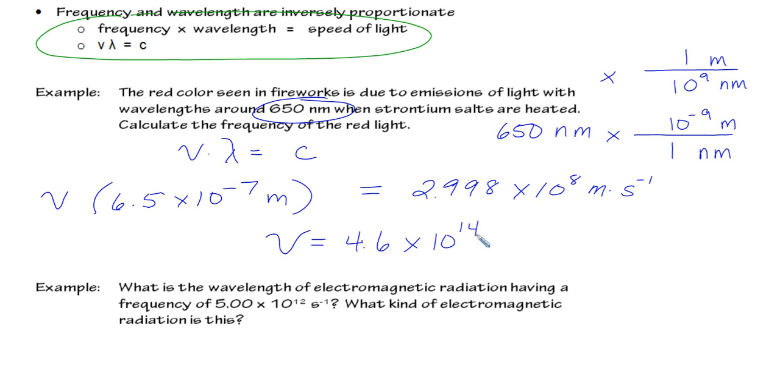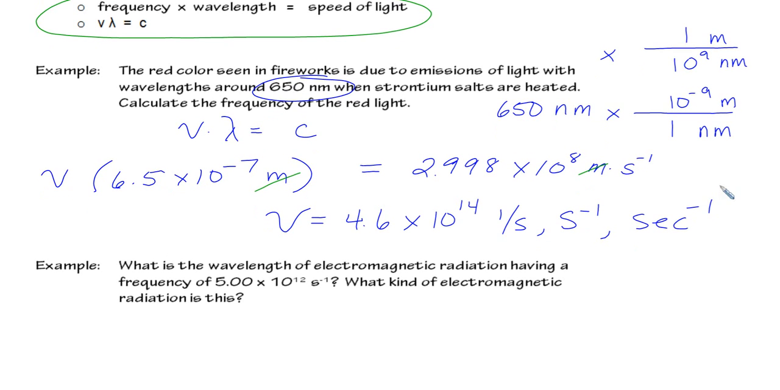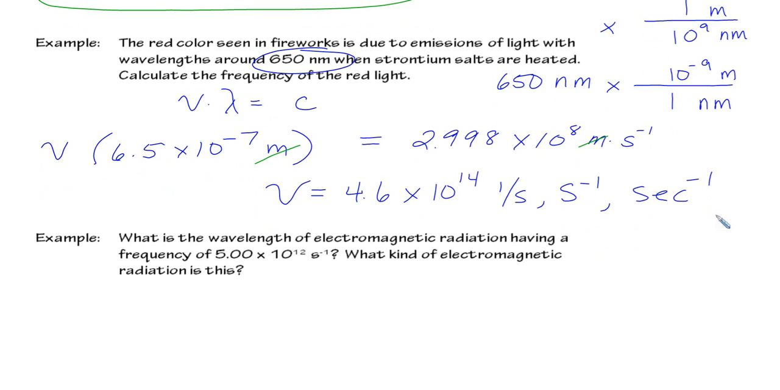And again, for unit, meters and meters are going to cancel. So your unit really is like 1 over seconds. You could say seconds to the negative first. You could say s to the negative first. 1 over seconds. We get it. Those would all be equivalent. Well, gosh, that's easy. 99% of people that get that wrong, get it wrong because they missed the unit conversion. You got to keep your eyes open for that nanometer. Little stinker.